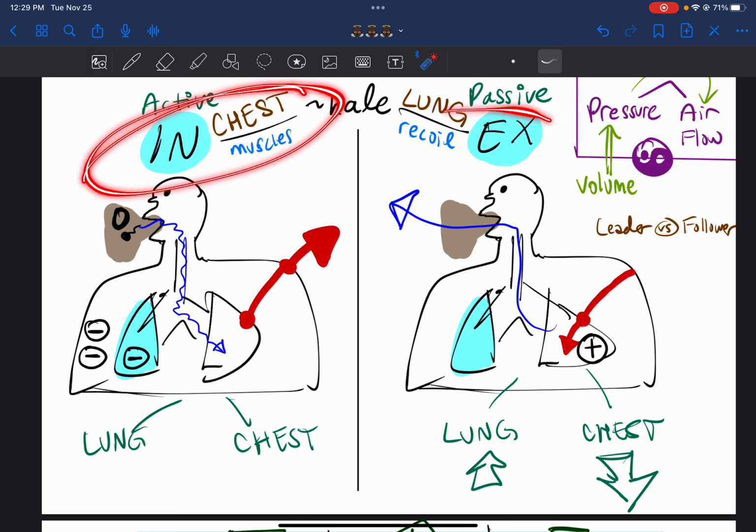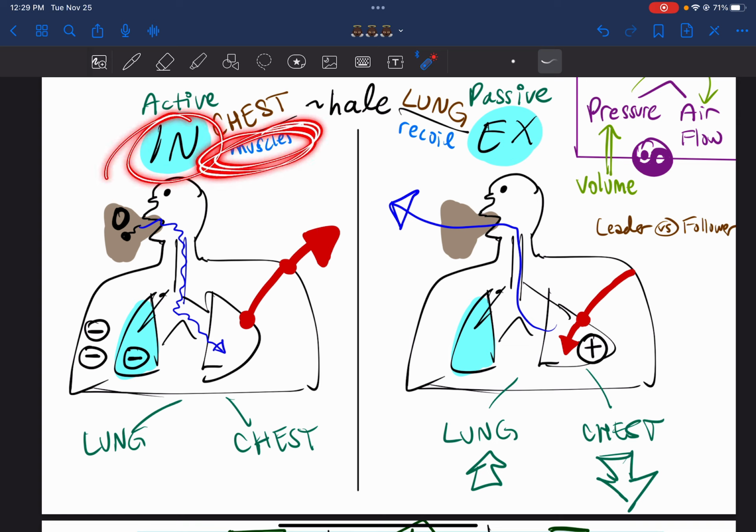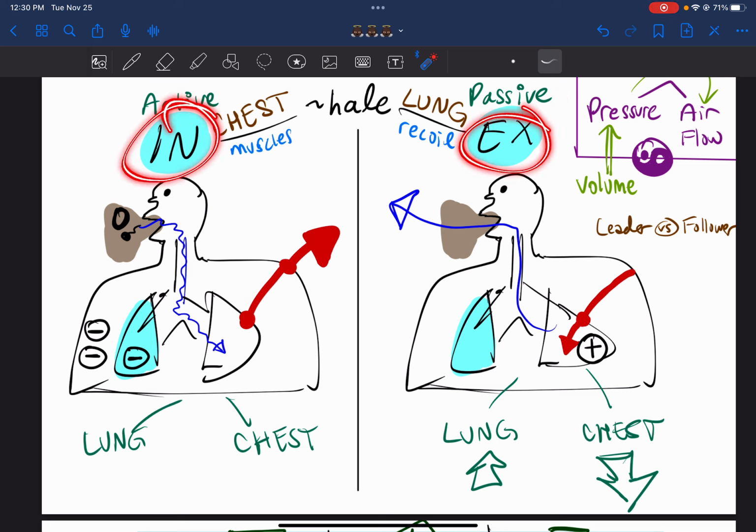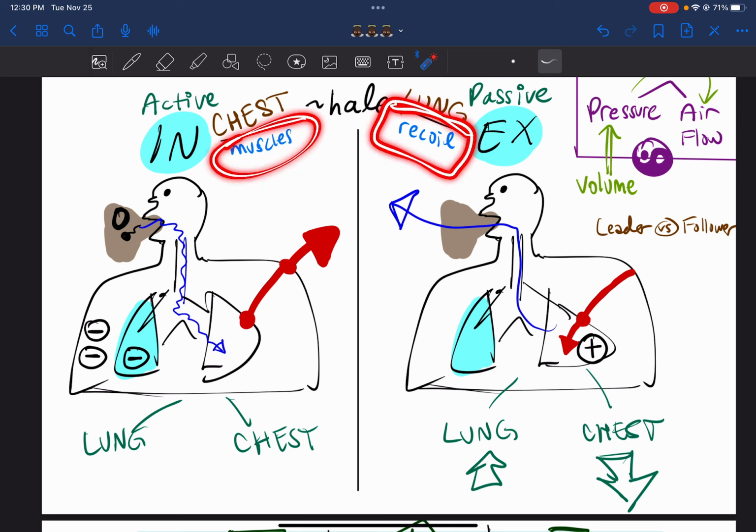What's the main difference between inhaling and exhaling? Inhaling is an active process. Exhaling is a passive process. What does that mean? It means that you only use muscles to inhale. There are no muscles used for exhaling. Right? Inhale versus exhale is muscles versus recoil.